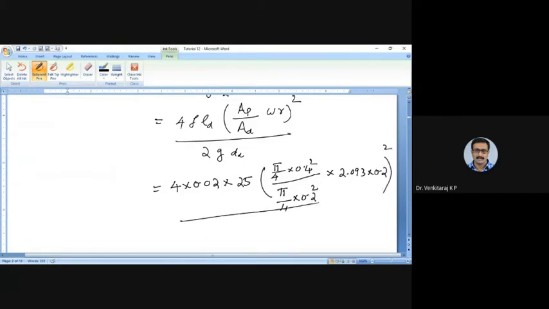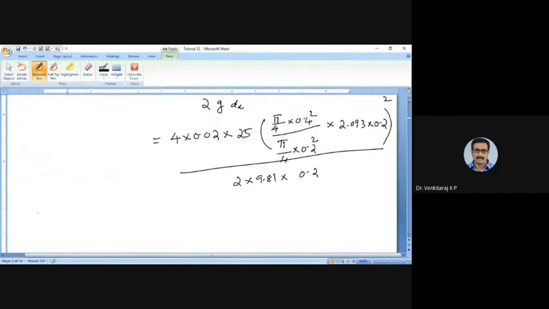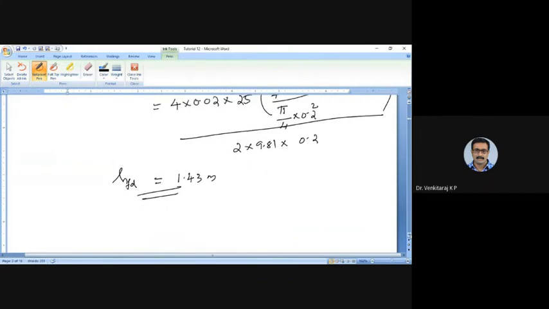divided by 2 into 9.81 into diameter of the delivery pipe, which is also 0.2. So you calculate, you will get this as equal to 1.43 meter. So this is your friction head loss in the delivery pipe, 1.43 meter.